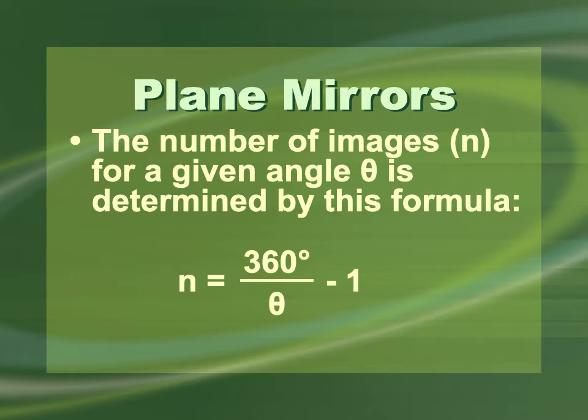And so you can actually get a formula for this. The number of images for a given angle is this formula: 360 degrees divided by theta, minus 1. That's the number of images. You want to write that equation down. If you haven't written anything else down so far, you should have been. This definitely write down. N equals 360 degrees divided by theta, minus 1. This equation helps you find the number of images for 2 plane mirrors at a particular angle to each other.